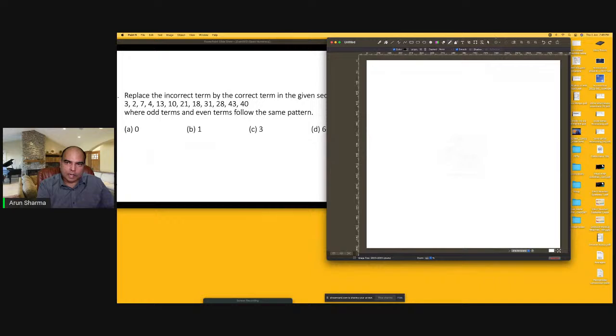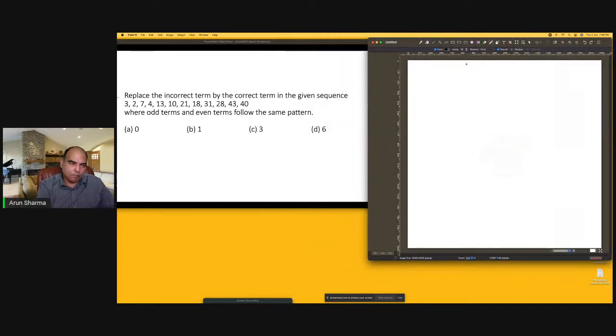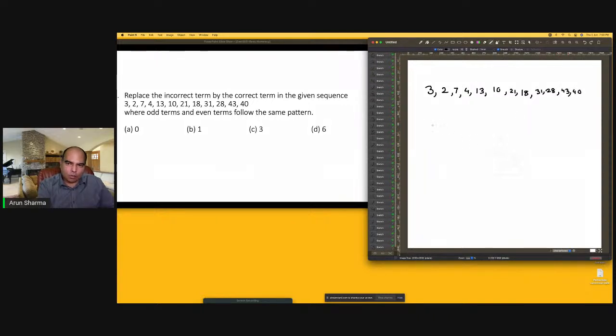Replace the incorrect term by the correct term in the given sequence, where odd terms and even terms follow the same pattern. So if I look at my odd term pattern, the sequence is given to me as 3, 2, 7, 4, 13, 10, 21, 18, 31, 28, 43 and 40. So they are telling me that the odd terms follow a different pattern and the even terms follow a different pattern.